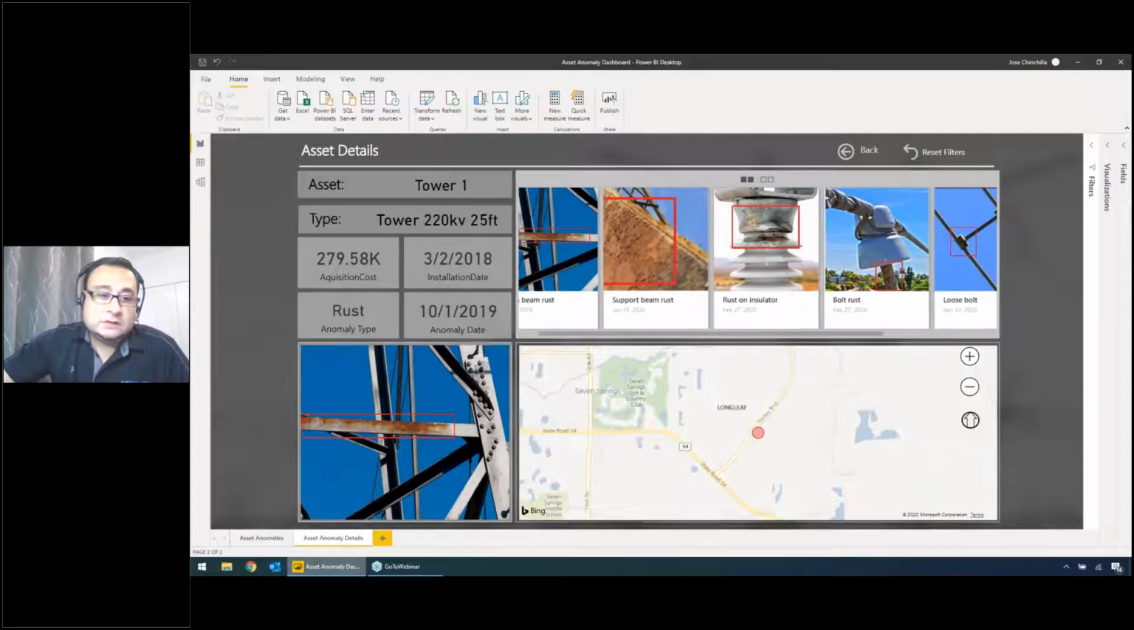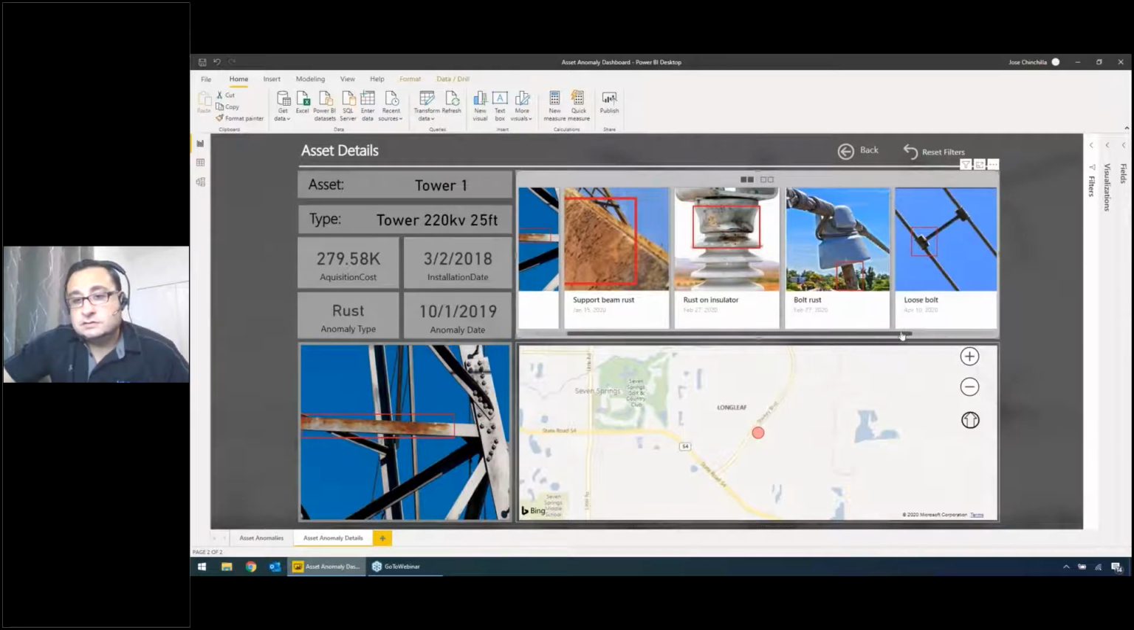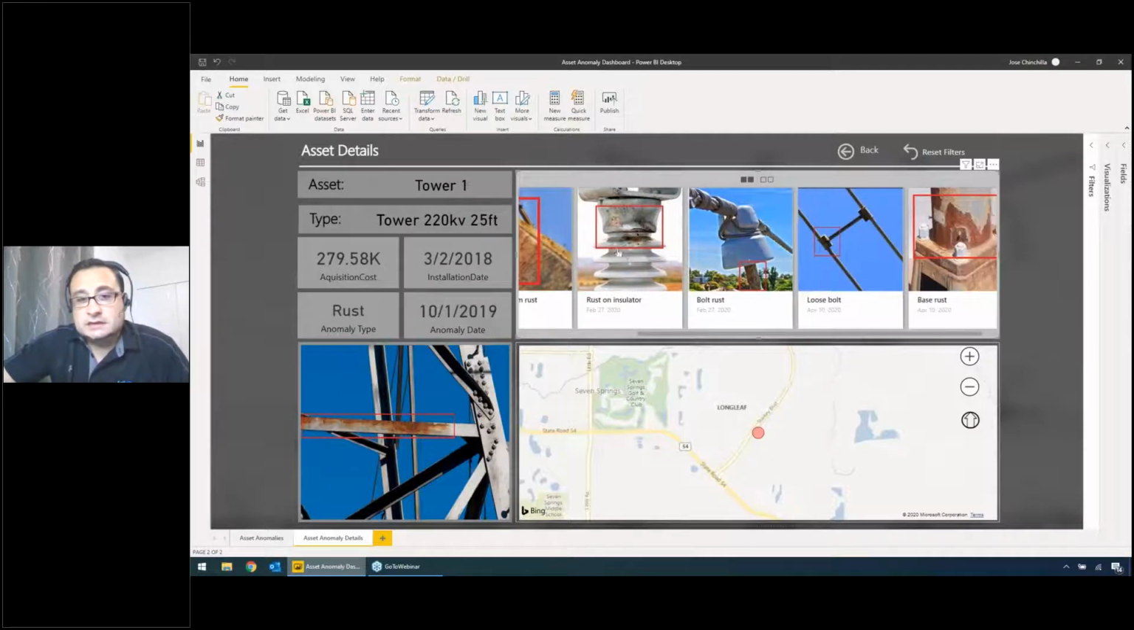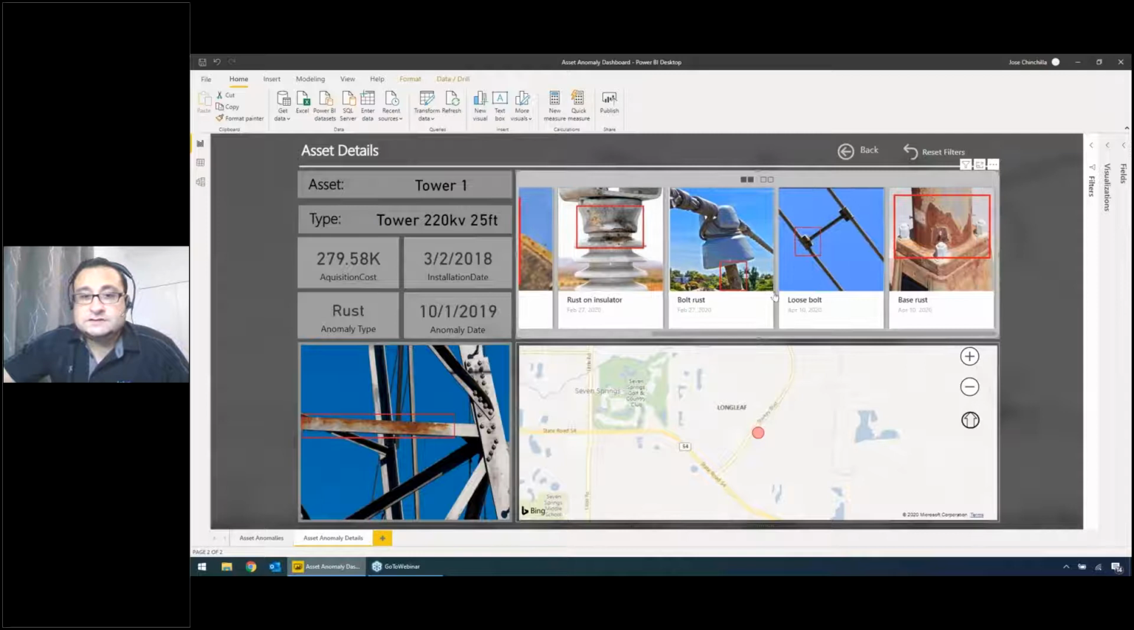So not only was there a cross beam that has some rust, at later detections or later images or videos taken, we discovered that also now the support beam has become rusty. Now the insulators also have some surface rust, bolt rust. We also discovered that one of the spacers has a loose bolt, and the base is also beginning to rust.